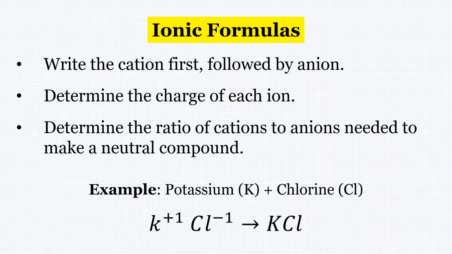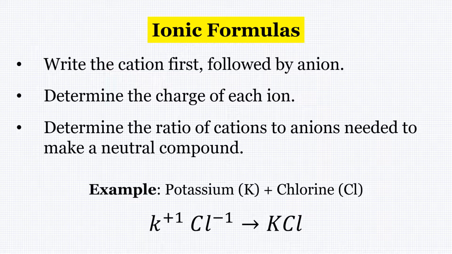In this lesson, we're going to be talking about naming, specifically ionic naming. So when we do this, we start by writing the cation first, followed by the anion. We determine the charge of each ion, and finally we determine the ratio of cations to anions needed to make the compound neutral. So let's look at this example.